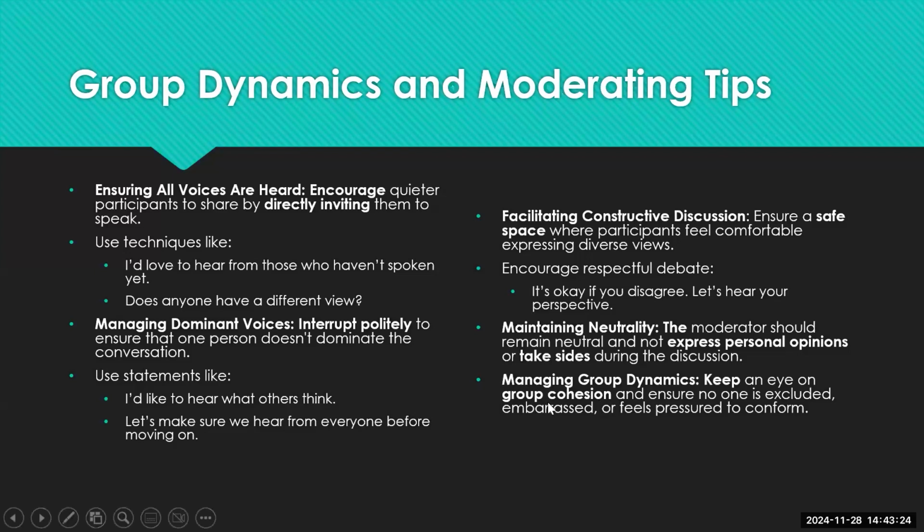So also, the issue of facilitating constructive discussion, which is ensuring that the space is safe for everyone and that everyone feels well respected and comfortable, not to think like they are of a lesser person than the other.